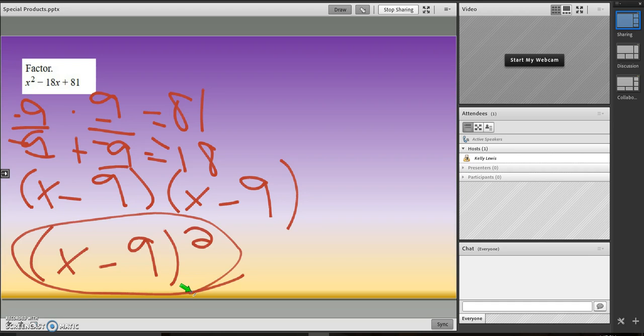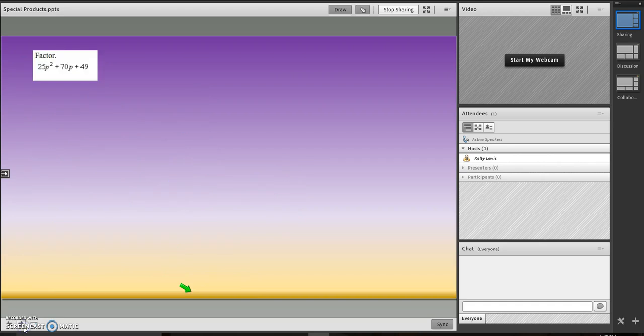Okay? Now, this guy right here, 25p squared plus 70p plus 49. If we wanted to, because there's a number there, we'd have to do 25 times 49. I don't know, it's going to give us some big number. It's going to make us nervous. And then we would have to figure out what would multiply to give us that number, and then add to give us the middle number. Or we can do this little trick. So I'm coming back to that problem. It's way easier than it looks.